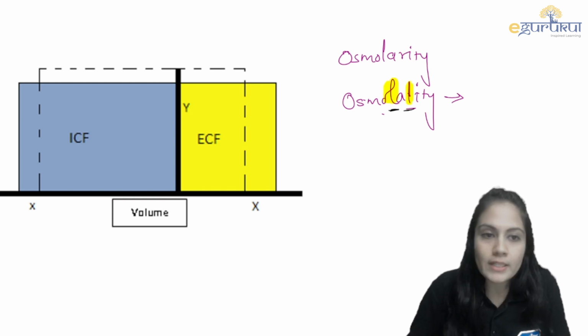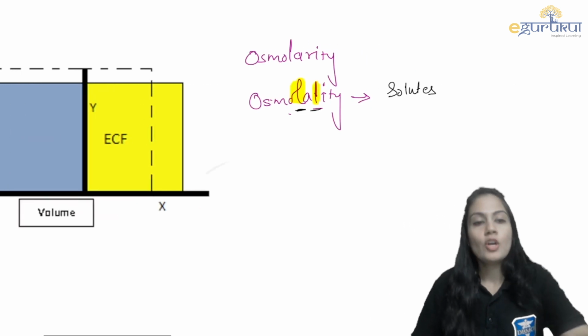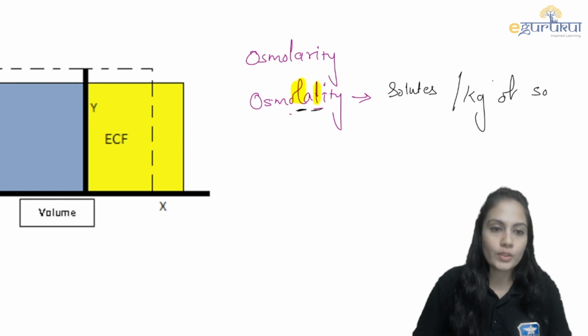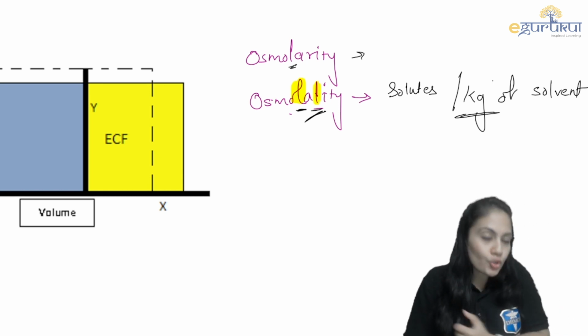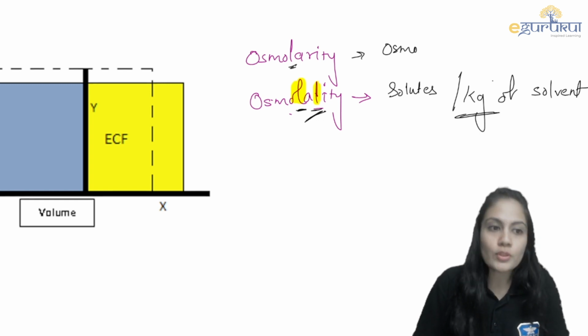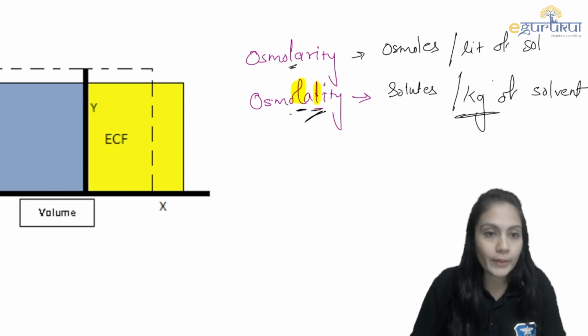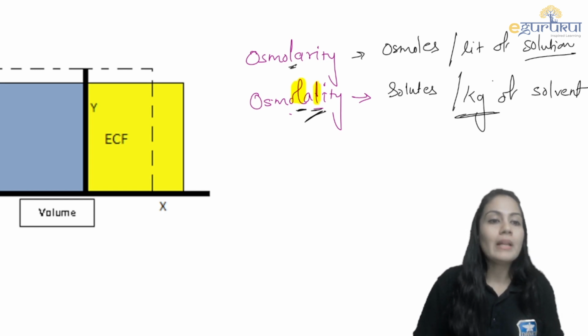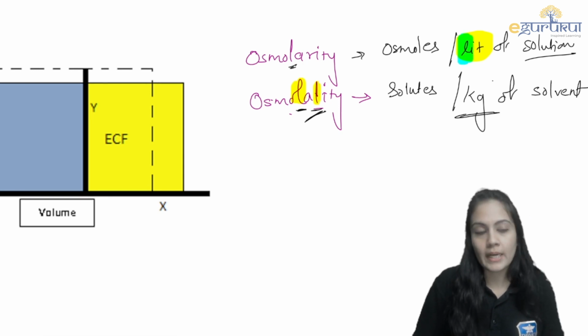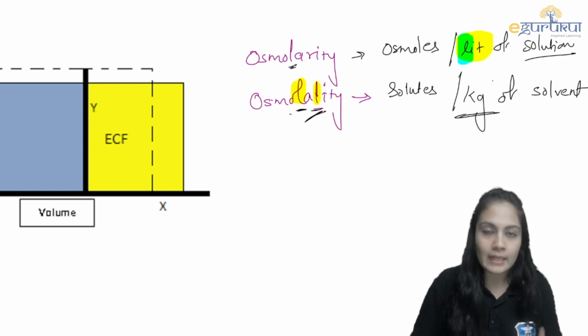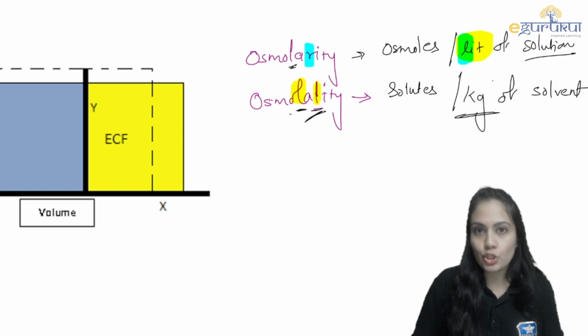When we talk in terms of solutes per kg of the solvent, then we choose osmolality. And as I told you, L will not go with L. That means if we take osmoles present per liter of solution, I'm not saying solvent, I'm saying solution, so look over here, this is liter, so that L will be extra. So only one L is there. When we talk about osmolarity, we talk in terms of liter. When we talk about osmolality, we talk in terms of kg of solvent, right?